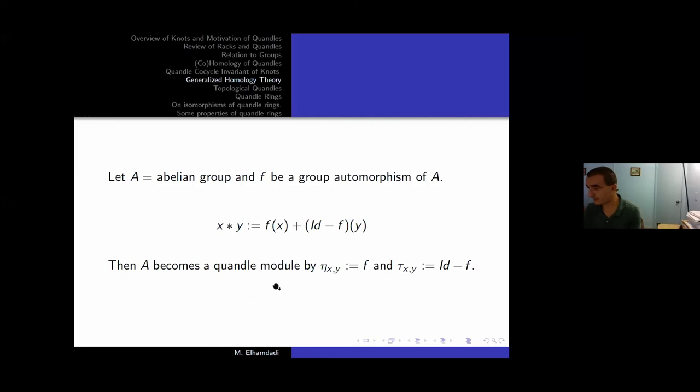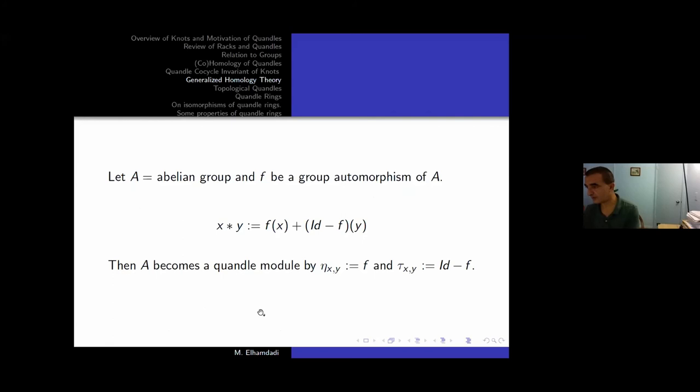An example is, I can start with an abelian group A, f being an automorphism of the group, and I define x star y to be f of x plus identity minus f of y. This is also the so-called generalized Alexander quandle. Then A becomes a quandle module by this. The eta xy will be the map f, and tau xy will be identity minus f. Remember that these two maps have to adapt to the one that comes from Reidemeister move one.